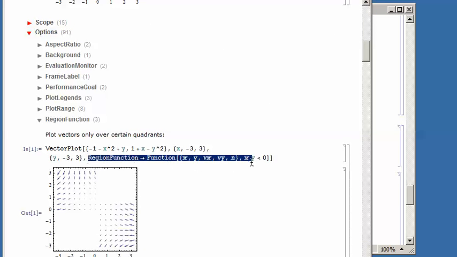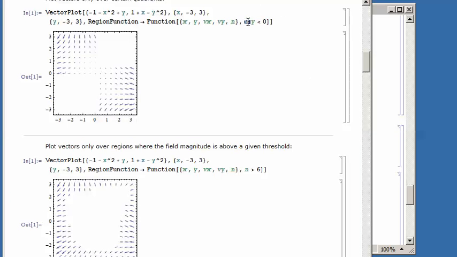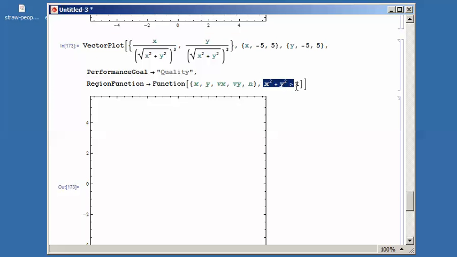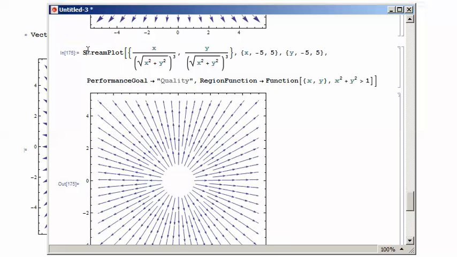So here's a region function. Let's see if we can get that to happen. In this example, they're doing an xy less than 0, which puts it in this quadrant and this quadrant. I want to try to get a region with x outside of a certain circle. So I thought maybe I could just say x squared plus y squared is greater than 1, but that didn't do anything. Okay, so I replaced VectorPlot with StreamPlot.